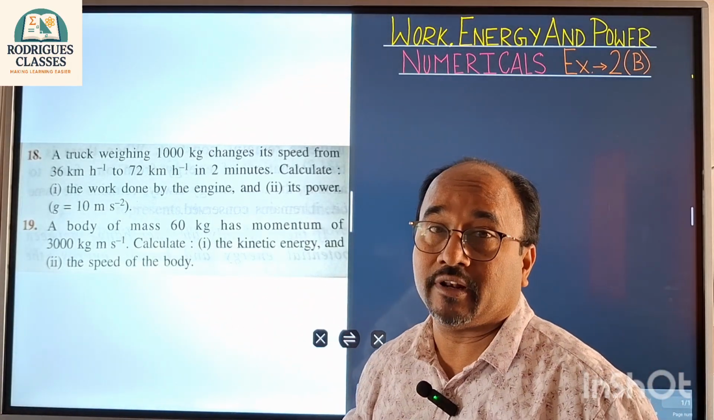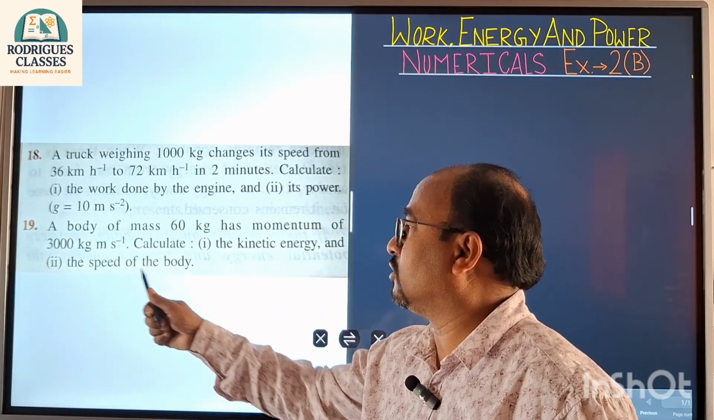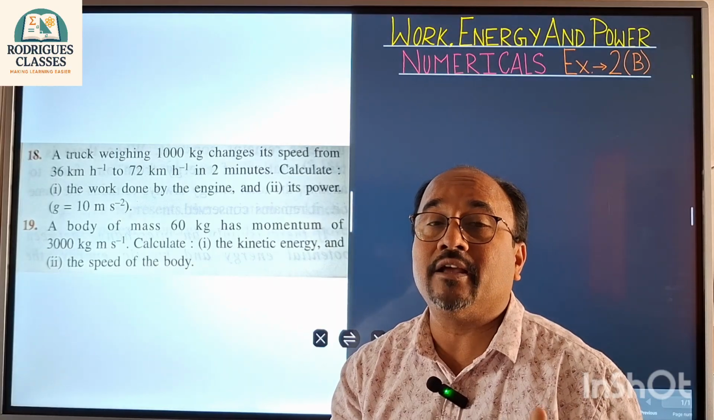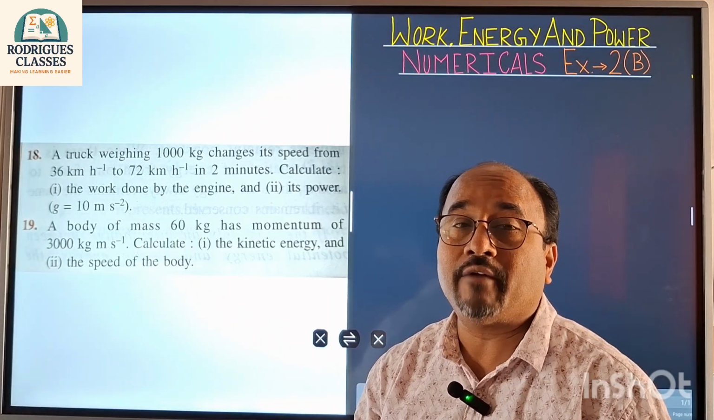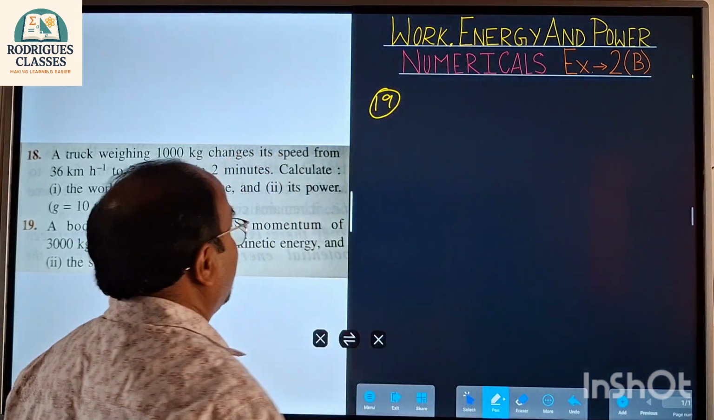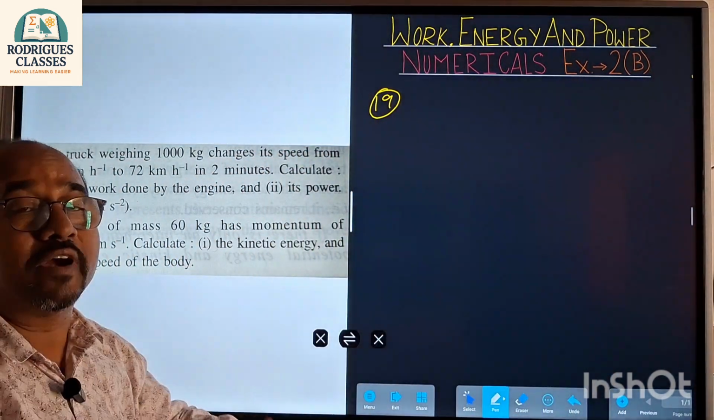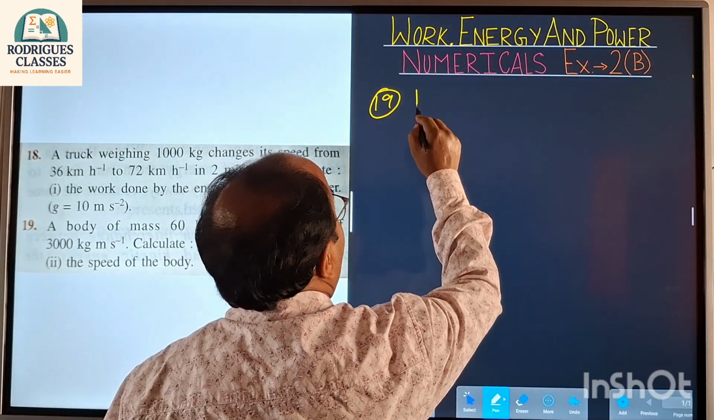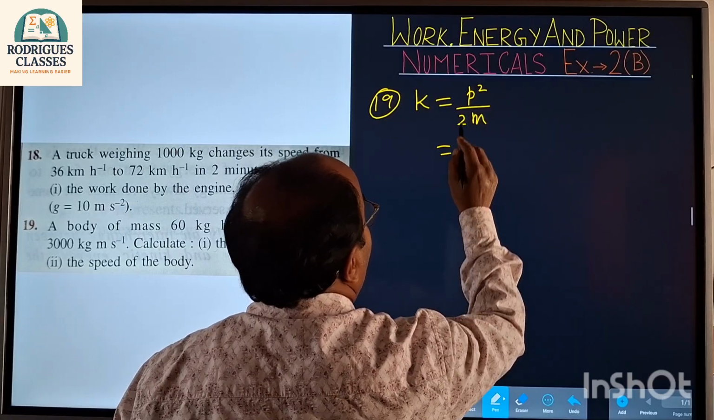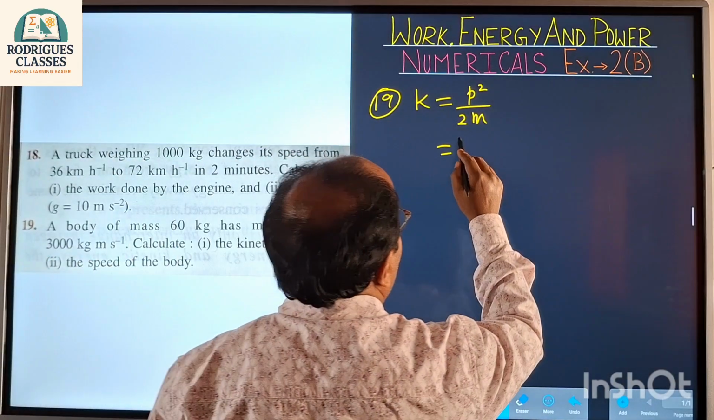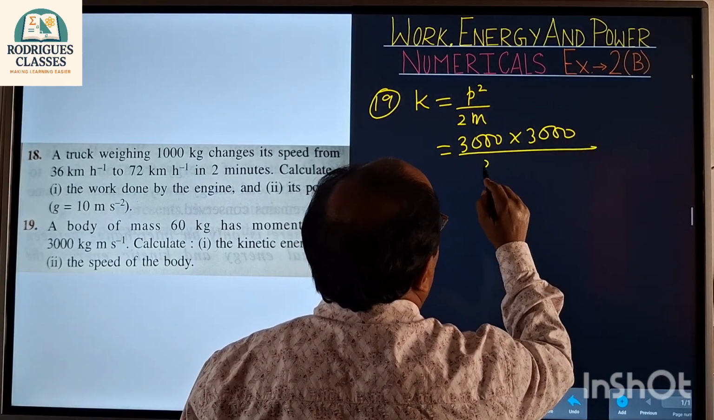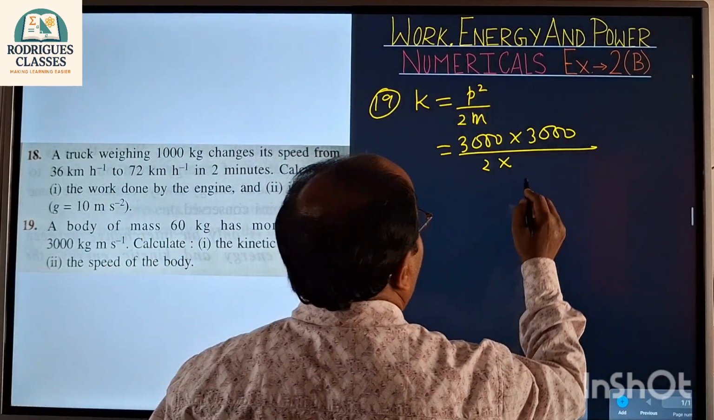Remember, velocity is not given. Okay, and you are asked to find that velocity, or to say the speed of the body. So you know we had the formula connecting kinetic energy and momentum. So you have to apply that formula to do this sum. So we write the formula because we are asked to find kinetic energy. To find kinetic energy when momentum is given, the formula is K is equals to P square by 2M. So P is 3000 given here. Okay, so 3000 square is there, so into 3000 by 2 into mass is given as 60.